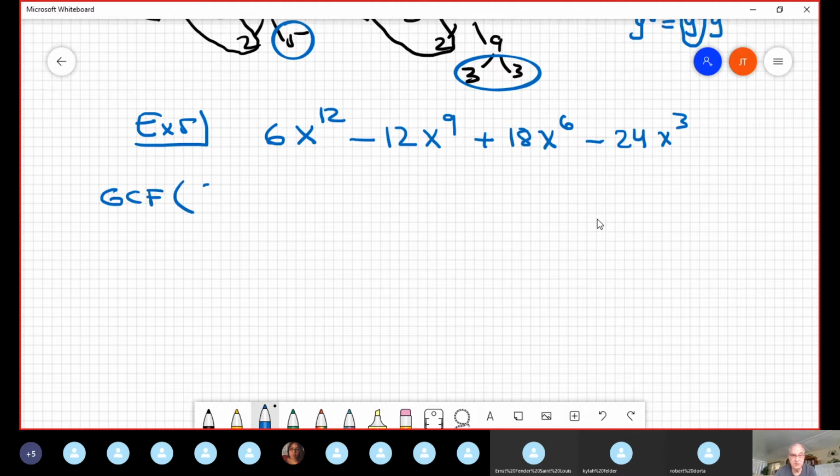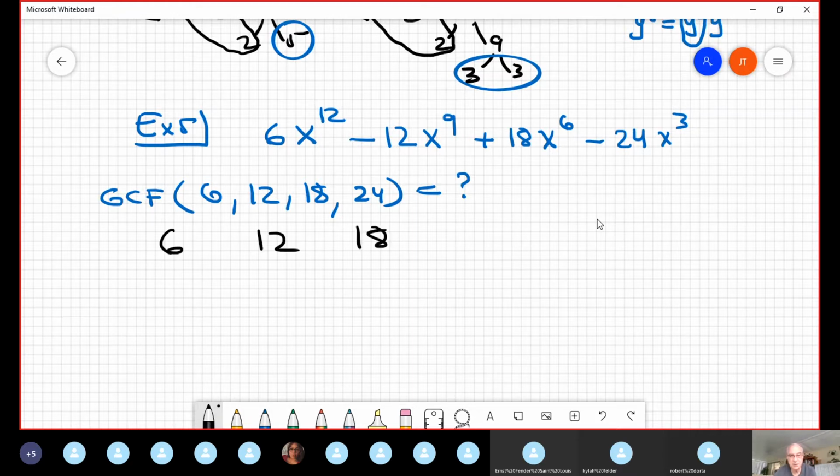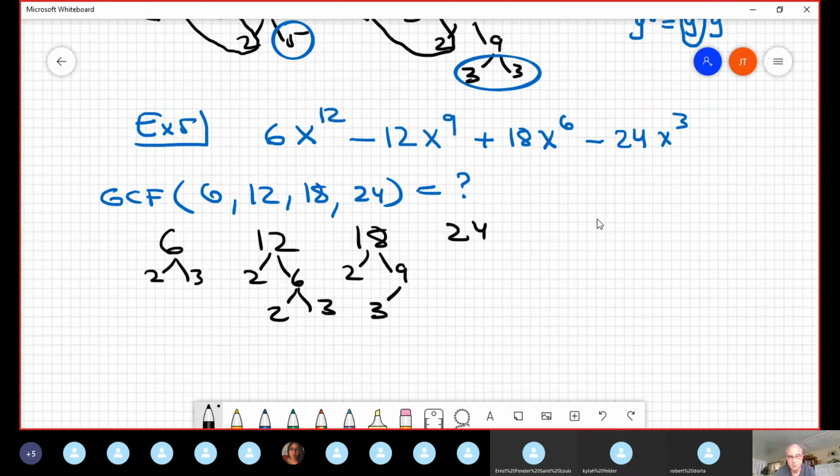What is the GCF between 6, 12, 18 and 24? I don't care about the sign. The sign is not important. 6. It's 6. Maybe you're right. You are right. Actually, definitely, you're right. But just in case, let me check it. 6, 12, 18, 24. Quickly, I am doing the factorization, number by number. 6 is 2, 3. 12 is 2, 6. 2, 3. 18 is 2, 9. 3, 3. 24 is 2, 12. 2, 6. 2, 3.